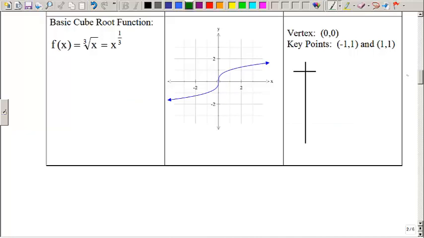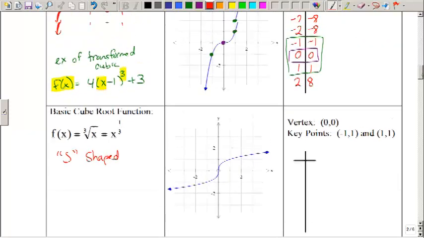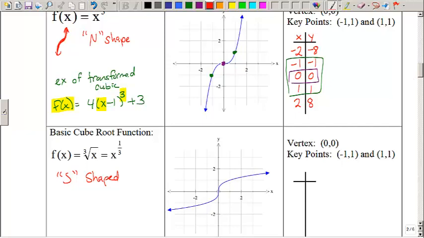Our last basic function that we're going to be talking about today is the cube root function. The cube root function is what we might call S-shaped. Notice that the cube root and the cube function are basically the same values except one's laying on its side, so that means that the x and y values are actually interchanged. The cube root of negative 8 is negative 2. Notice that I'm getting this from the previous t-chart. The cube root of negative 1 is negative 1.